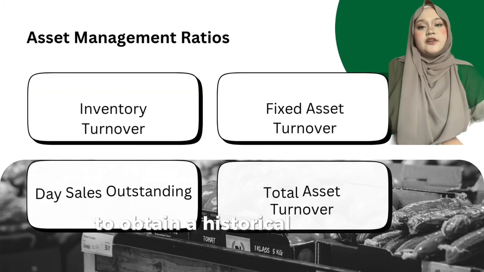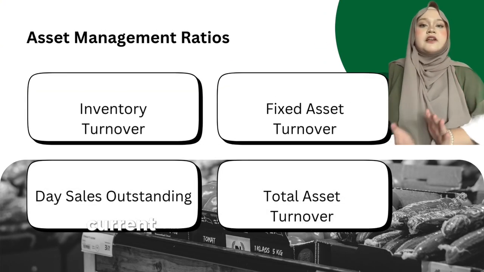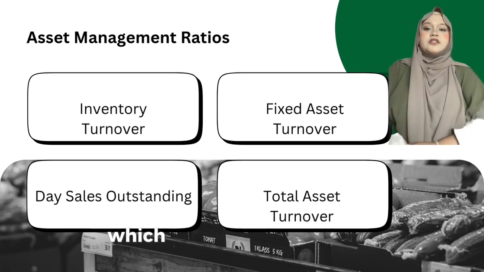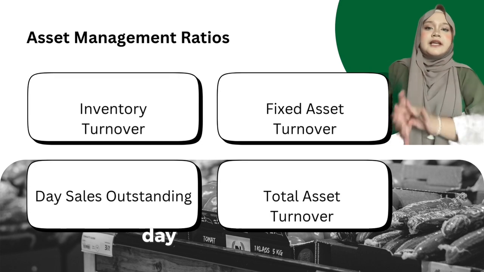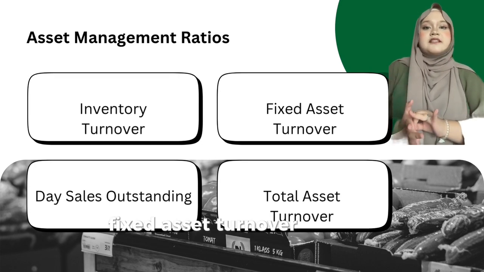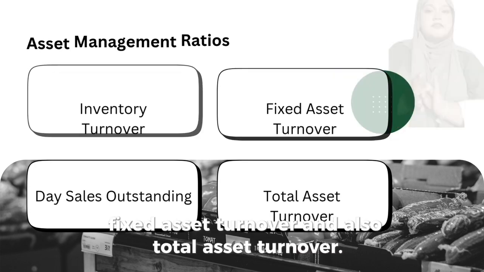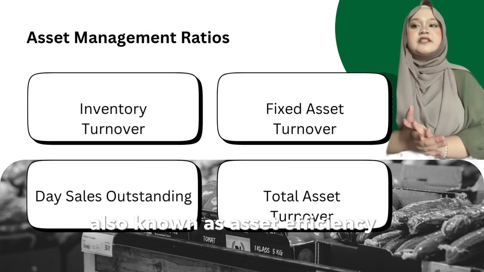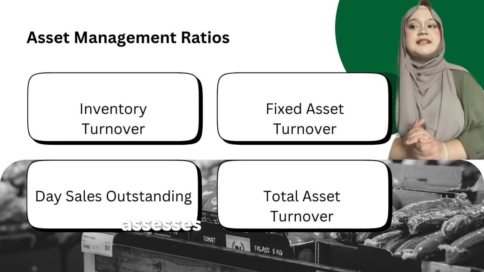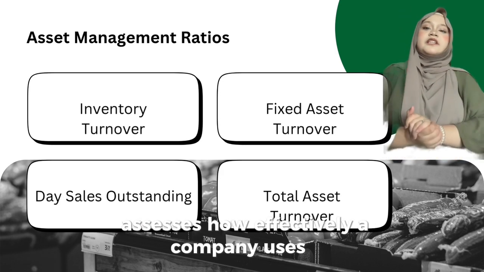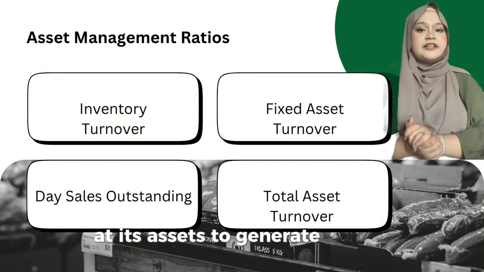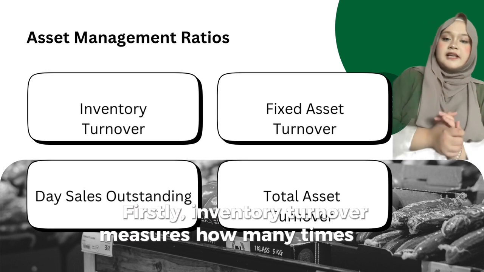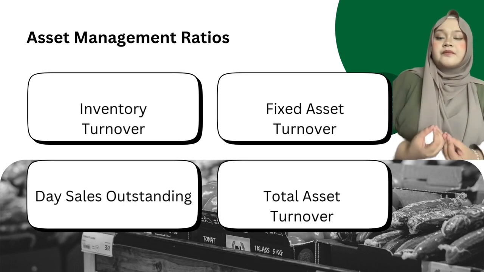To obtain a historical analysis of Durrah Limited's current performance, we must use asset management ratios, which are inventory turnover, day sales outstanding, fixed asset turnover, and also total asset turnover. Asset management ratios, also known as asset efficiency or turnover ratios, assess how effectively a company uses its assets to generate revenue. Firstly, inventory turnover measures how many times the firm restocks.